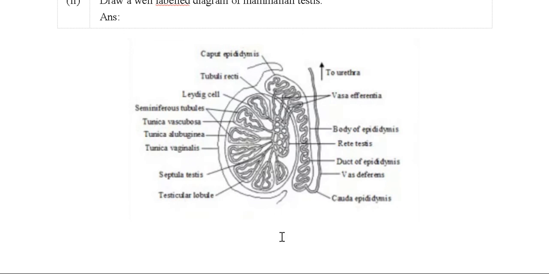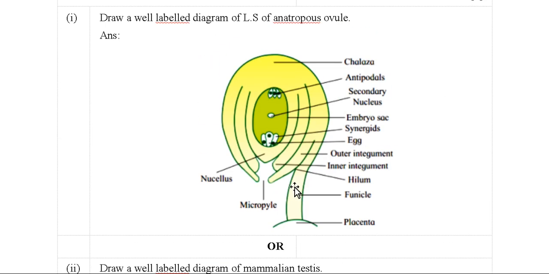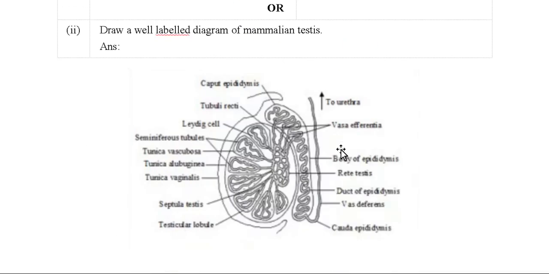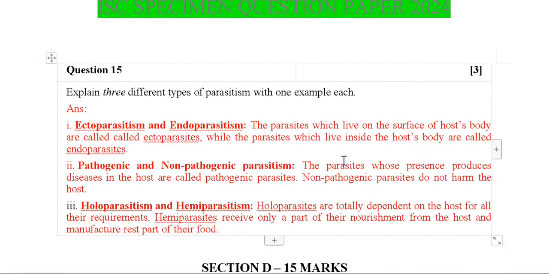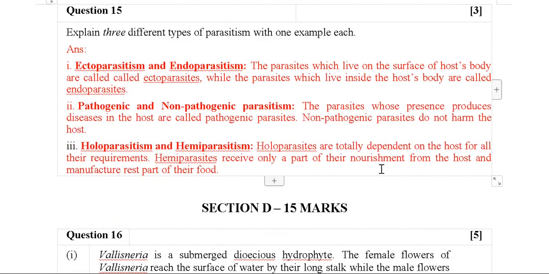So this part should be labeled in your diagram, and this diagram is also very important. This diagram is from human reproduction, and the other is from the reproduction of flowering plants. Now next question for section C. Explain three different types of parasitism with one example each. So three different types. I have written ectoparasitism, endoparasitism, pathogenic and non-pathogenic parasitism, holoparasitism, and hemiparasitism.